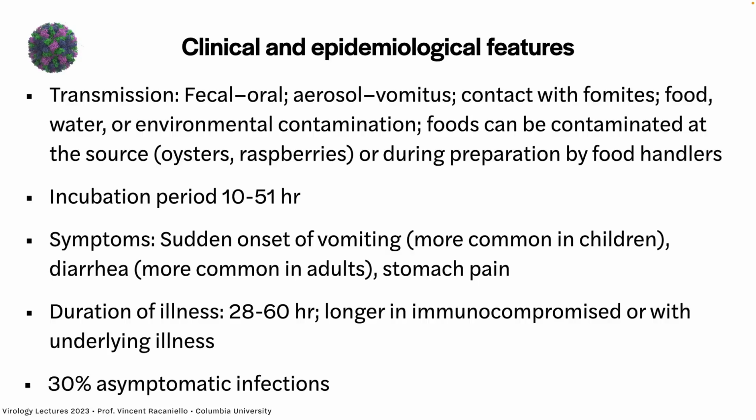So oysters often have it because they're sitting in beds in the ocean and filtering the sewage that we're putting out, right? Raspberries, if you wash raspberries with contaminated water, or if the food handlers are shedding, which they can do, and they can shed asymptomatically, they can contaminate food, they can contaminate food in food preparation areas and so forth. Rapid incubation period, sudden onset of vomiting, diarrhea, stomach pain, short illness, and 30% asymptomatic infection. So that's a problem, right?